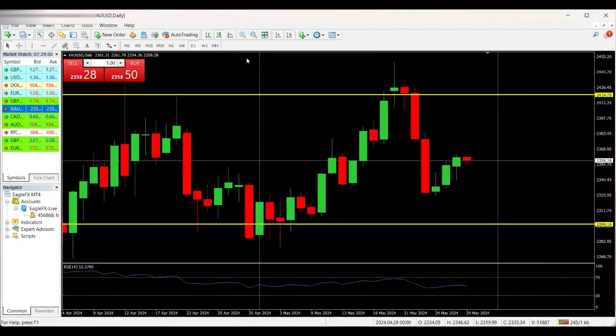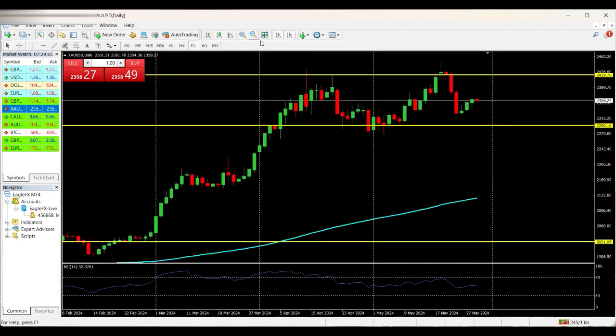So this is gold on the daily time frame. As you guys can see on the left side, gold was trending down for quite a bit, right? So all you got to do is grab your trend line right here, place it and drag it all the way down, right?